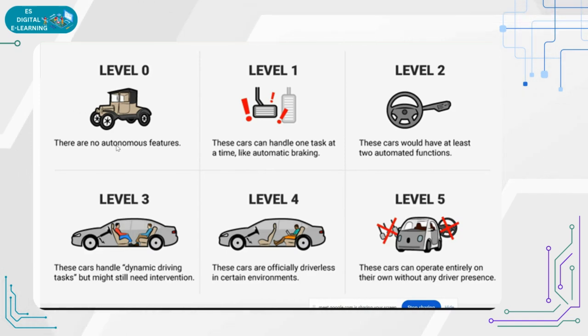At level 3, level 4, level 5, the driver is not much required. Right now we are still in level 2, and level 3, level 4, level 5 are the upcoming features. At level 4, there is no driver in the car. At level 3, there is a driver, but he does not control the steering or braking. Level 5 requires no brakes, no steering. It will automatically control the speed and automatically apply the brakes. So that is level 5 automation.